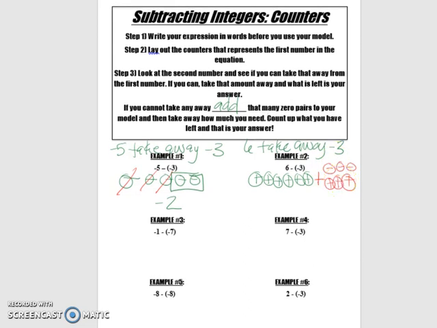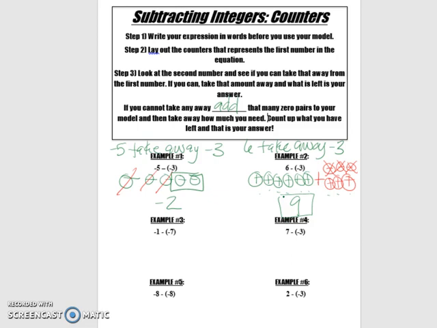Oops, my ink went away, sorry. Let's take these away. All right, so we took away our -3. Now, what we have left is our answer. So we have 1, 2, 3, 4, 5, 6, 7, 8, 9. All right, so we have 9 positives left over. So that is going to be our answer. Yes, I know it's a little different and a little confusing, but let's do another example.